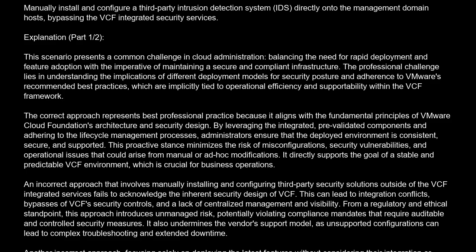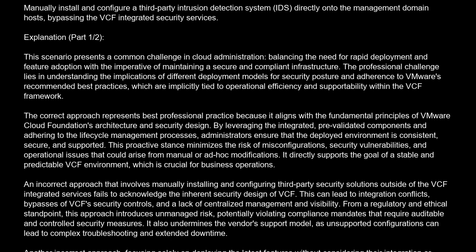The correct answer is A. Manually install and configure a third-party intrusion detection system, IDS, directly onto the management domain hosts, bypassing the VCF integrated security services. Explanation. This scenario presents a common challenge in cloud administration, balancing the need for rapid deployment and feature adoption with the imperative of maintaining a secure and compliant infrastructure. The professional challenge lies in understanding the implications of different deployment models for security posture and adherence to VMware's recommended best practices, which are implicitly tied to operational efficiency and supportability within the VCF framework.